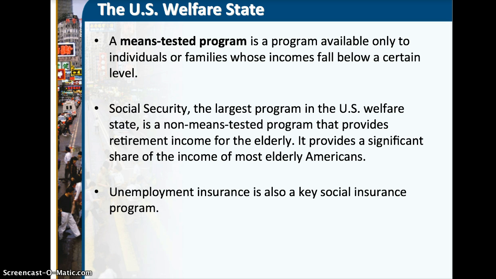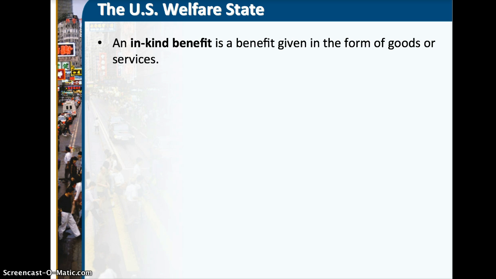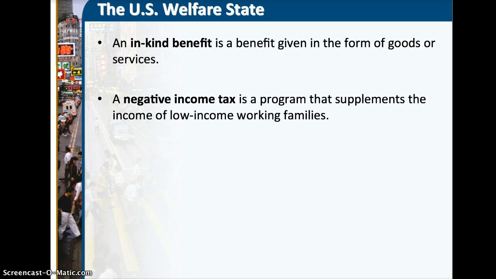Unemployment insurance is also a key social insurance program. An in-kind benefit is a benefit given in the form of goods and services. A negative income tax is a program that supplements the income of low-income working families.